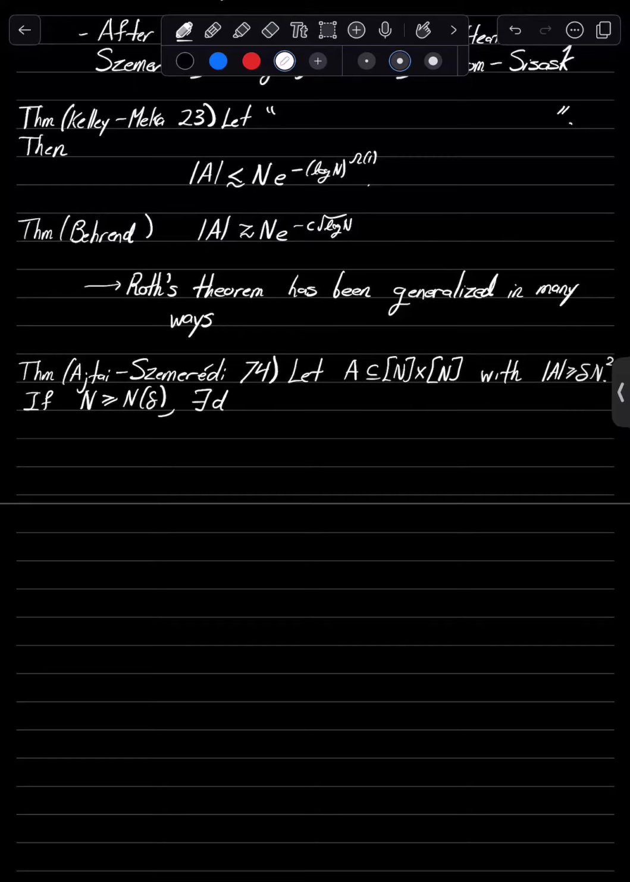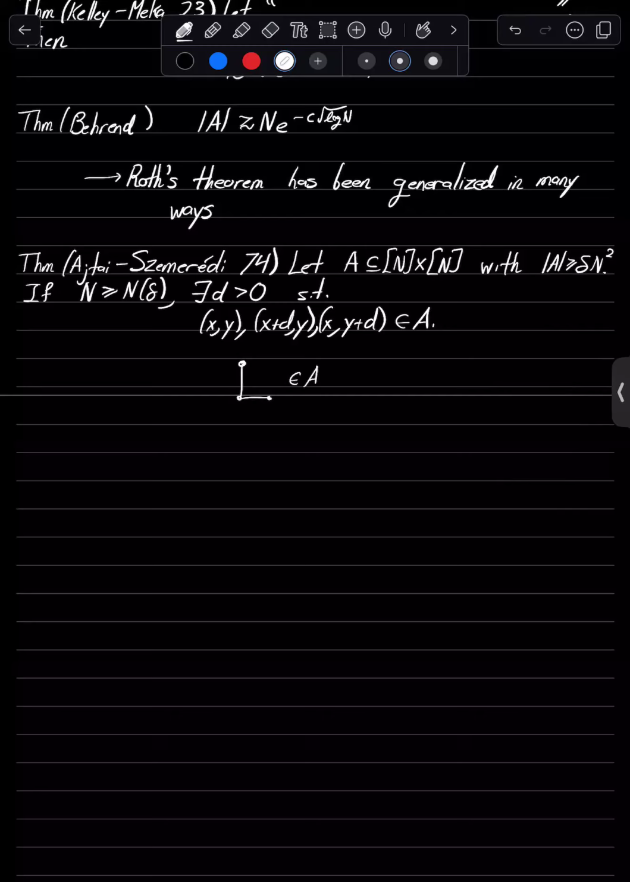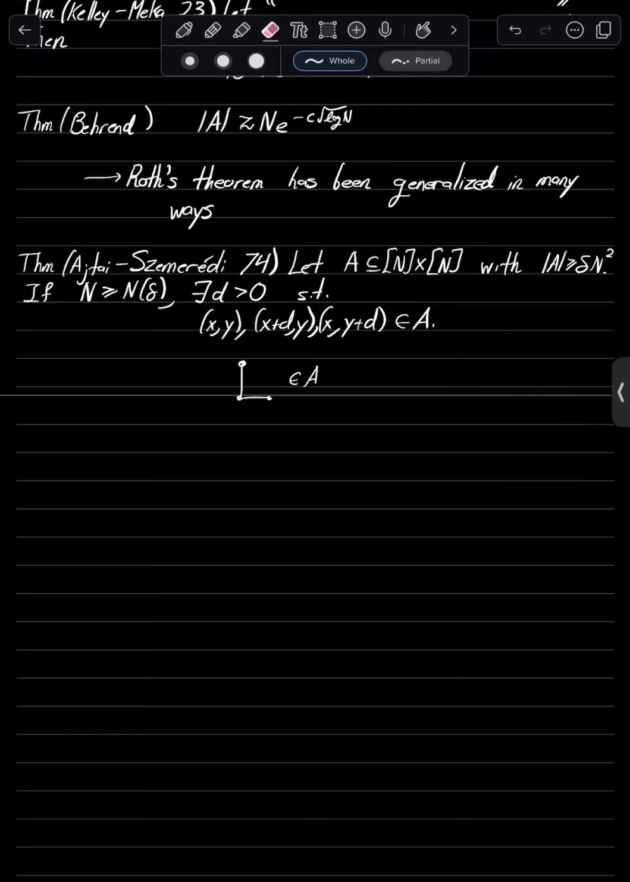there exists d greater than 0 such that (x, y), (x plus d, y), (x, y plus d) are all in A. So what does this look like? These are 3 points which form an axis-aligned right triangle, and we're saying that they're all in A. So if you look at a set with positive density, then it always contains this configuration. If you take the contrapositive, if you have a set which avoids such a configuration, then it has to have density little o of n squared.